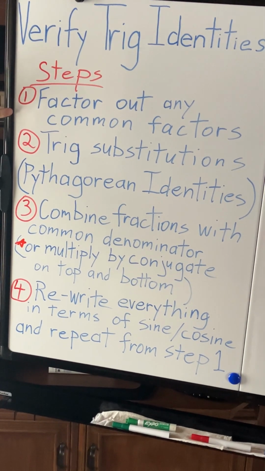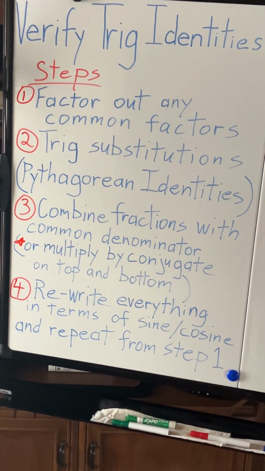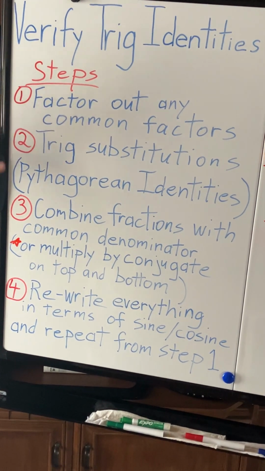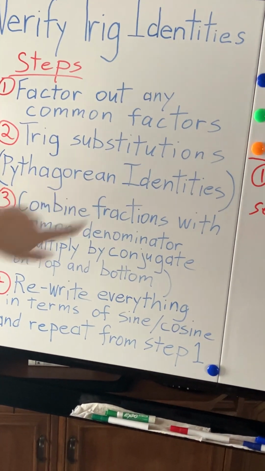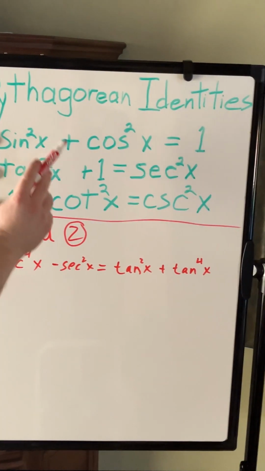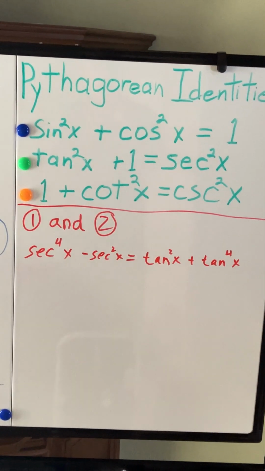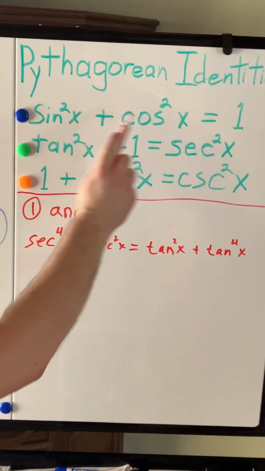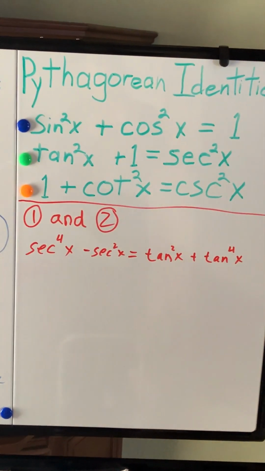Now, for our steps, number 1, factor out any common factors. If you look at your problem and there's no common factors you can factor out, then you see if there's any trig substitutions you can make with the Pythagorean identities. Over here on the right, we have the Pythagorean identities written. If you memorize the first one, you can always derive the other two.